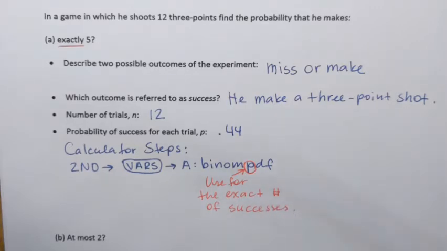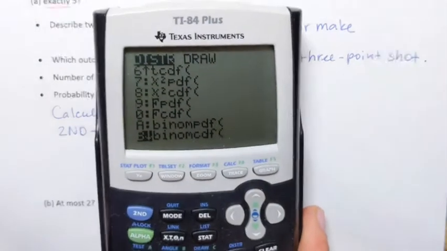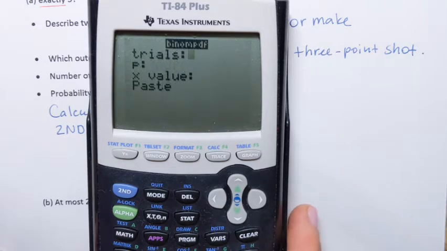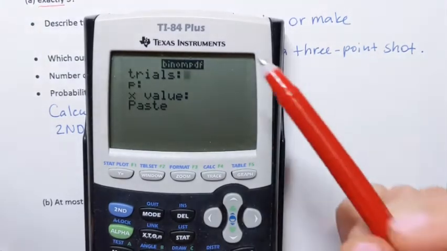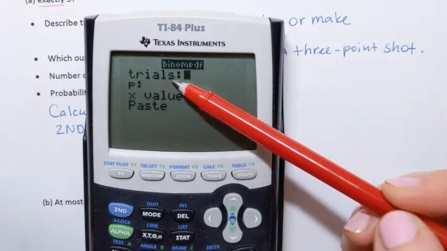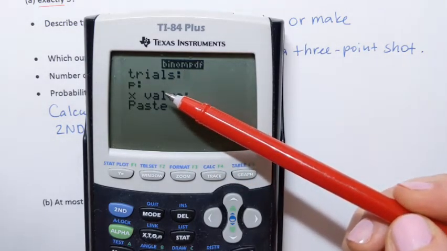Okay, so how do we use this function? Let's go back to the calculator. Here it is. Now I'm going to go up to A, Binomcdf, and I'm going to press enter. As I press enter on my calculator, I can see a couple lines here, right? So let's read them. The first one says trials, then it says P, then it says X value. Well, let's talk about each.